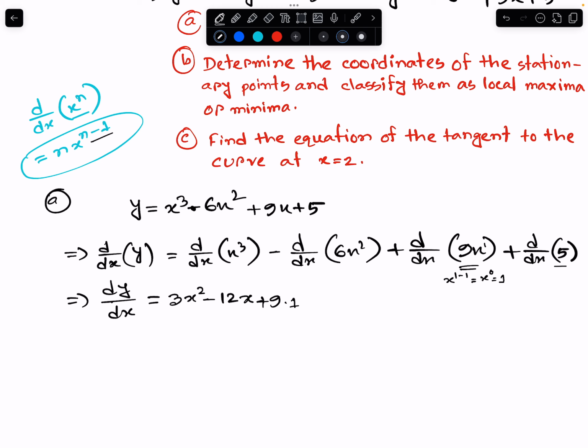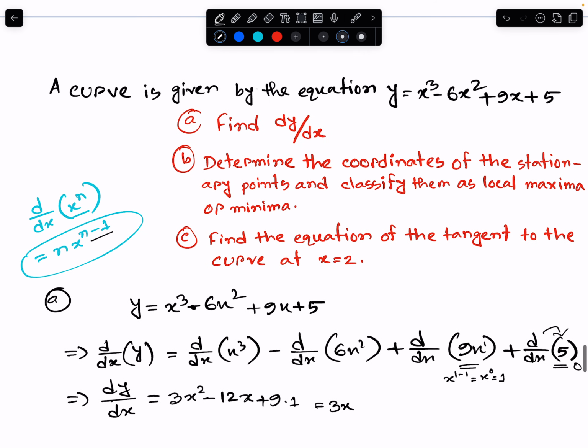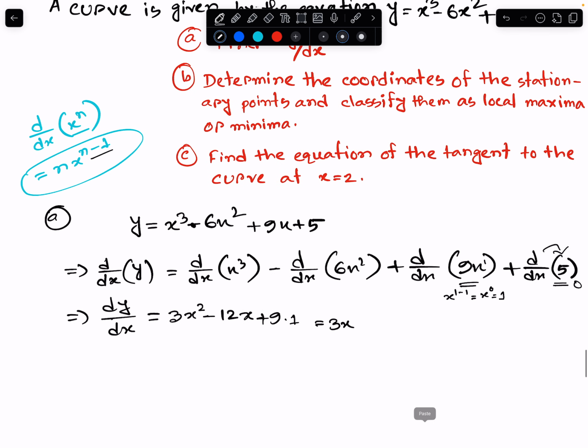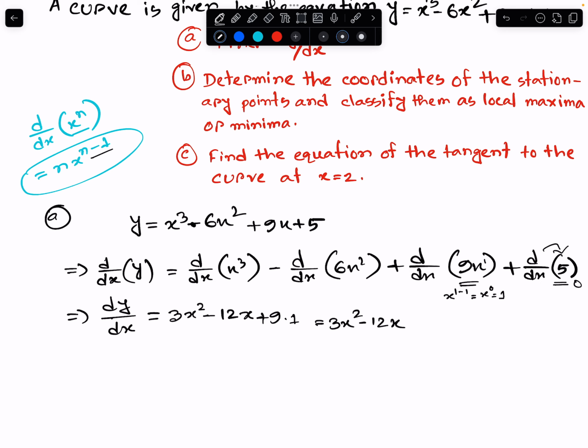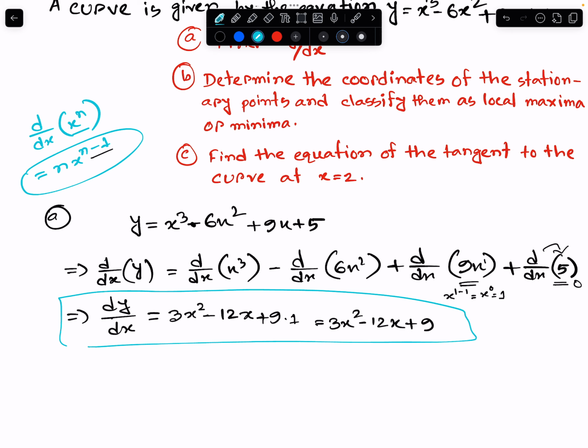And what's the derivative of the constant? If we differentiate any constant, it will be 0. So we don't have to write 0, right? So the derivative of the curve we were given in the question, y equals x cubed minus 6x squared plus 9x plus 5, is 3x squared minus 12x plus 9. Here's the answer to our first question, the derivative of the curve. It's just a one-line question, so we already solved it. Let's dive into the second question.